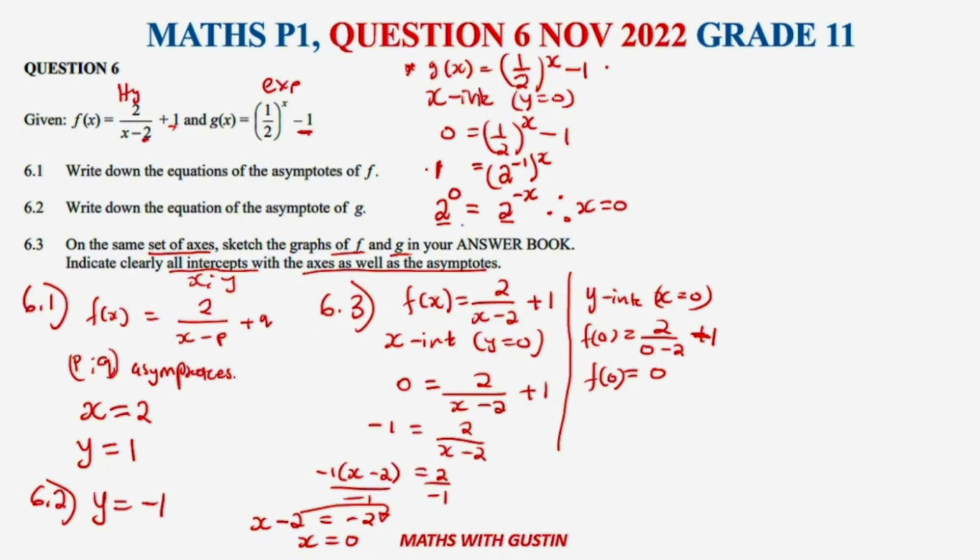Now let's look for the y-intercept for g. We get the y-intercept when x is equal to 0. So we substitute x equals 0: (1/2) to the power of 0 minus 1. Anything to the power of 0 is equal to 1, so it's 1 minus 1, which is therefore g of x equals 0. So all the intercepts here are equal to 0, so we can therefore sketch our graph.